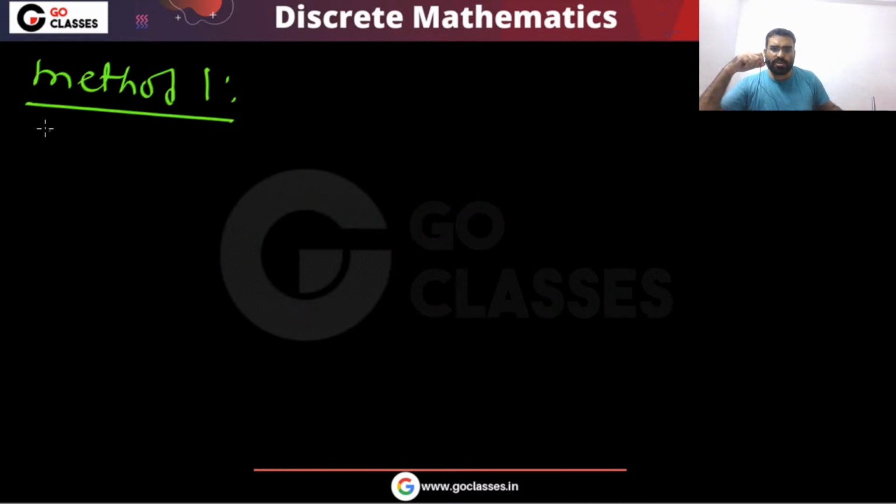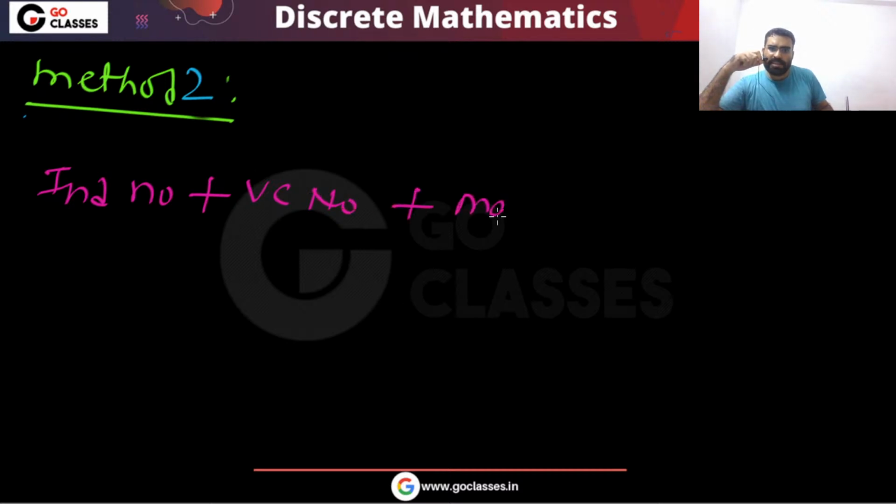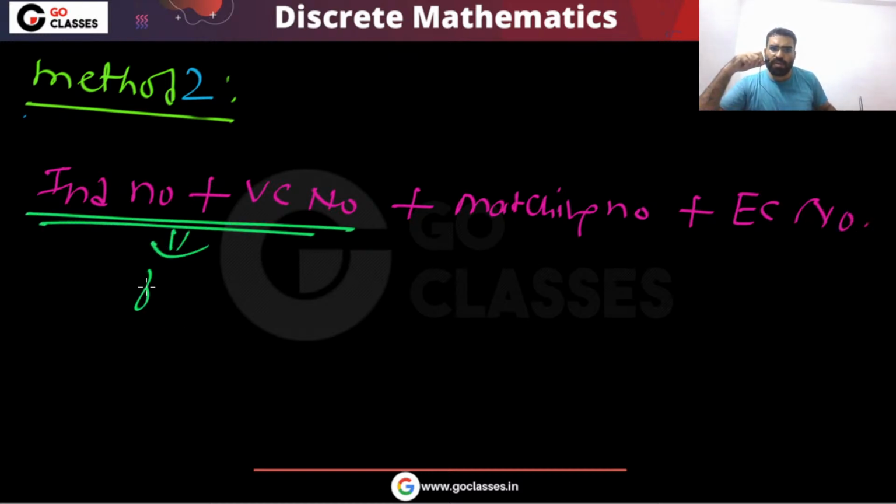Now similarly, in this question, let's see method number 2. In this question, I am asking for the independence number plus vertex cover number, plus matching number plus edge cover number. Now you can notice that matching number plus edge cover number is equal to the total number of vertices.